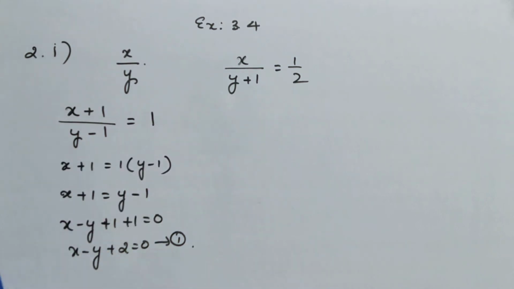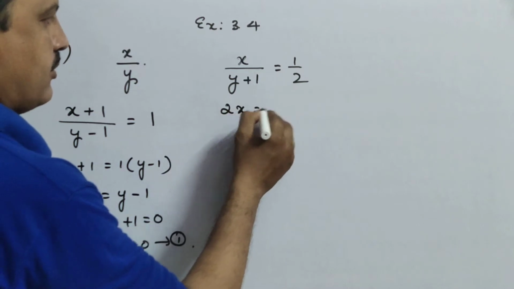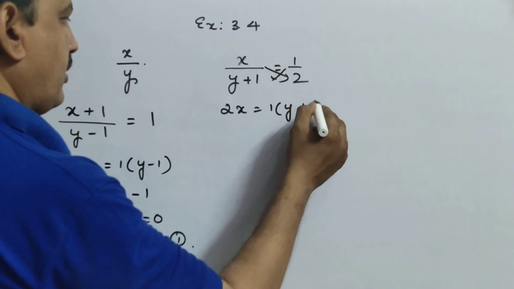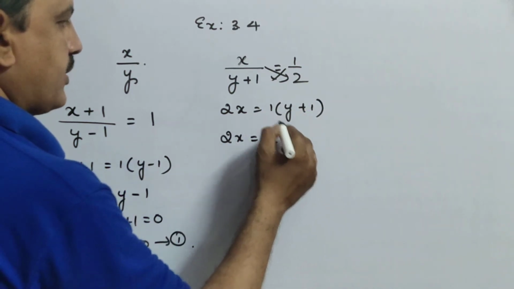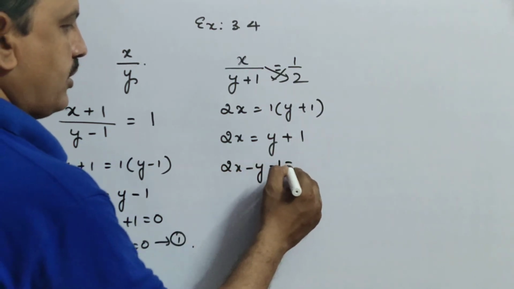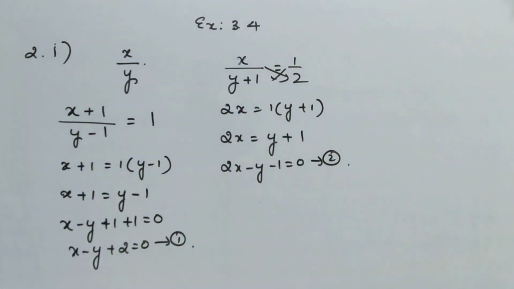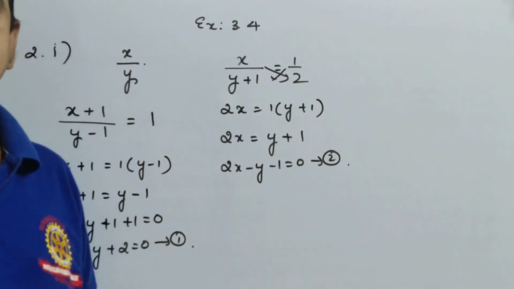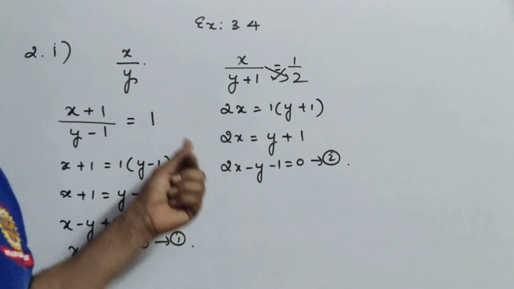Now simplify this. Cross multiplication: 2 into x, 2x, equals 1 into y plus 1. So 2x equals 1 into y is y, plus 1 ones are 1. That means 2x minus y minus 1 equals 0. So this is equation 2. He has given very clearly that it is by the elimination method. Elimination method is such an easy method. So you can solve for the values of x and y and find the fraction.